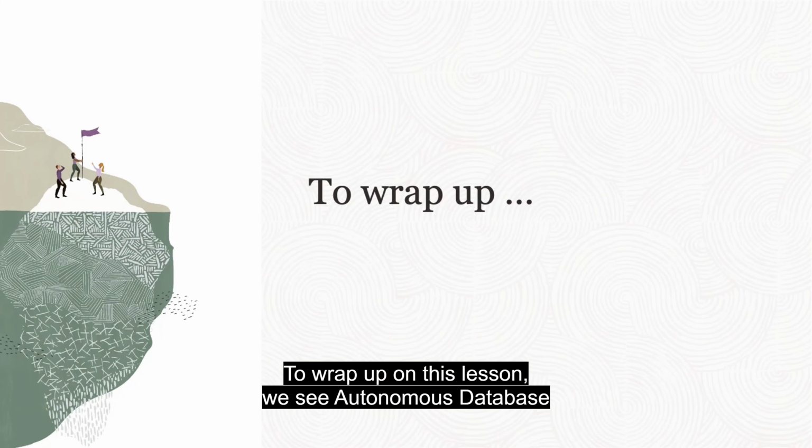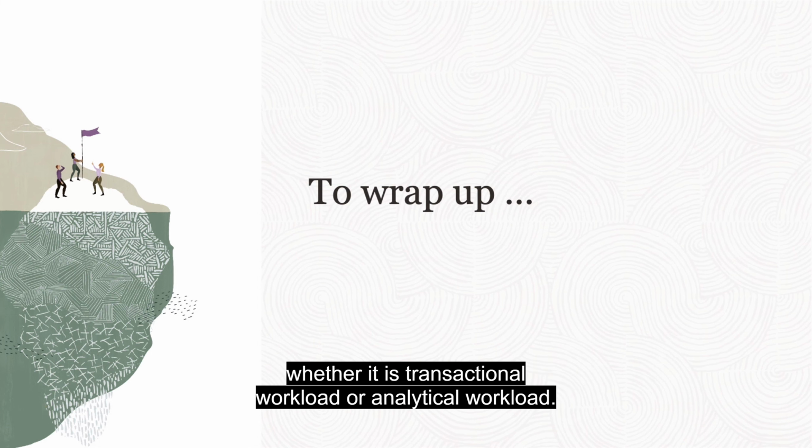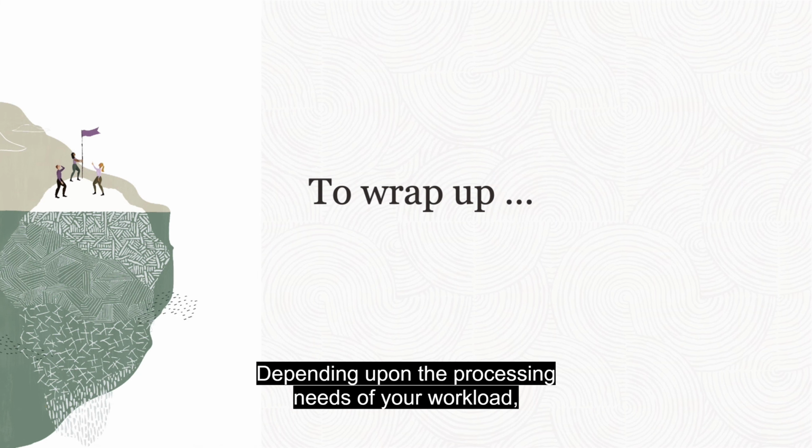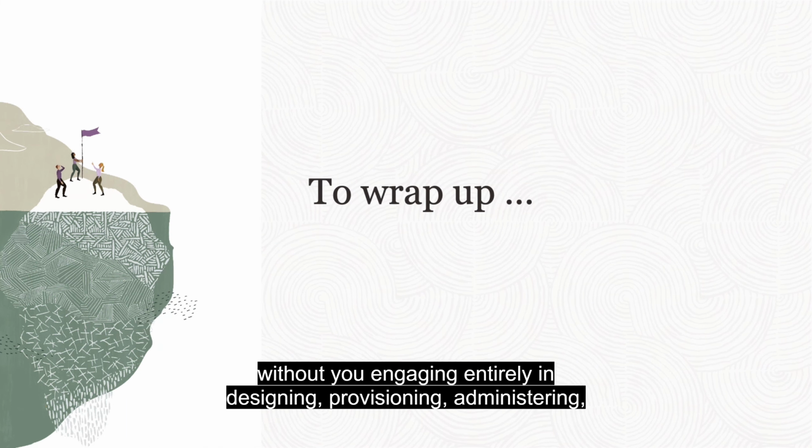To wrap up this lesson, we see autonomous database is designed to support the different workload types. It optimizes the configuration to support the different workload types, whether it is transactional workload or analytical workload. Besides that, the resource manager rules enable you to efficiently use the system resources. Depending upon the processing needs of your workload, it allows you to choose the consumer group that provides the necessary concurrency and parallelism as needed for the operation. In short, it has taken a holistic bottom-up approach to provide you a fully managed database system that can manage the different workloads autonomously without you engaging entirely in designing, provisioning, administering, and managing a database system.